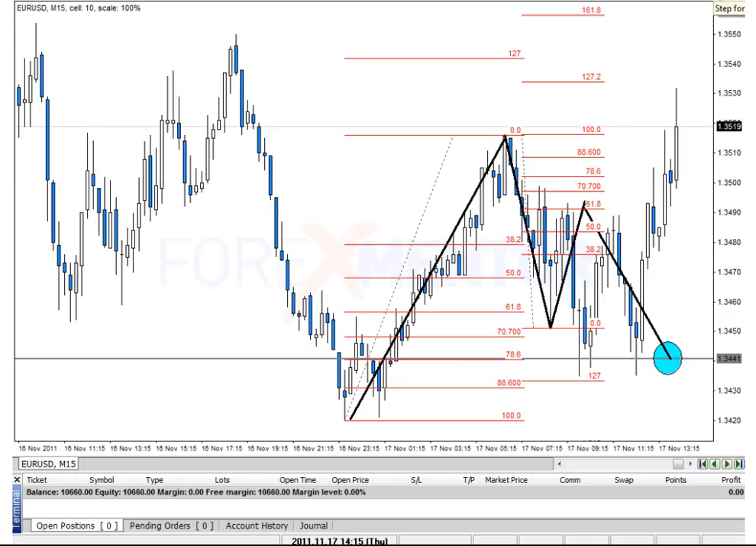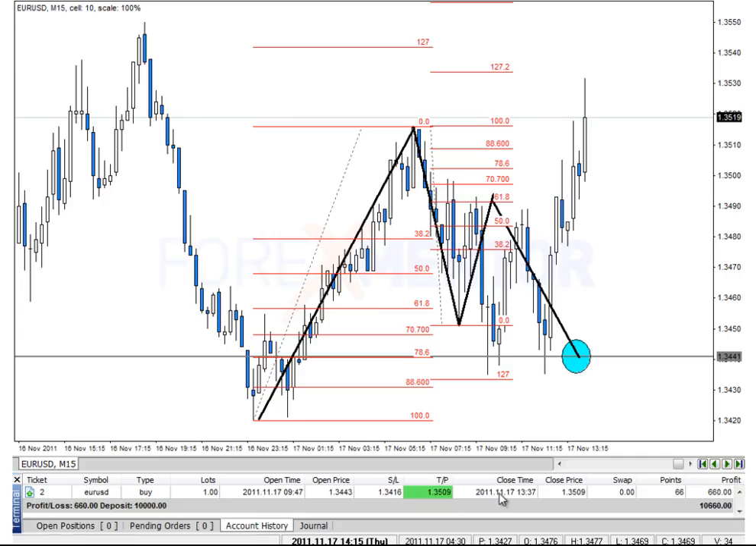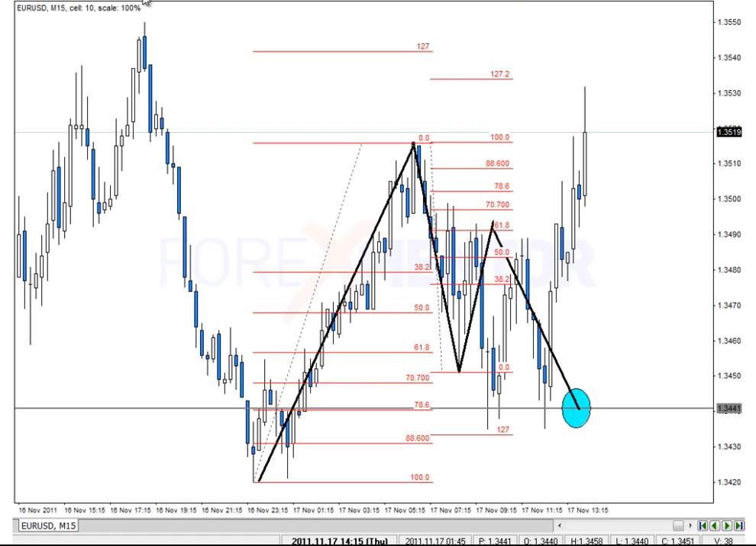So we've just been taken out. Nice little pop up there, and if we have a look at the account, we can see we made 66 pips on that trade. So let's just recap that.